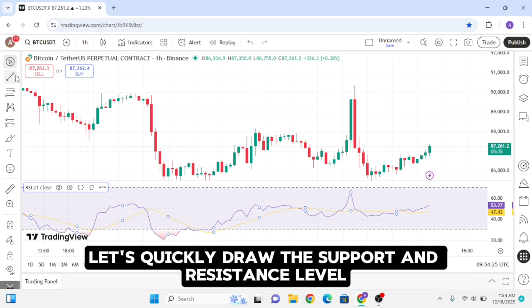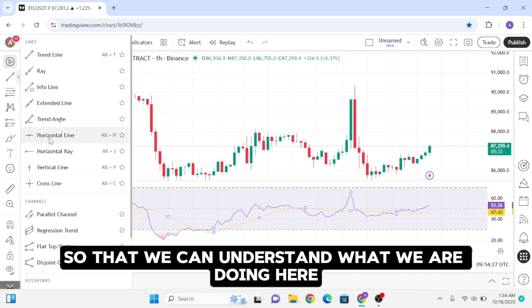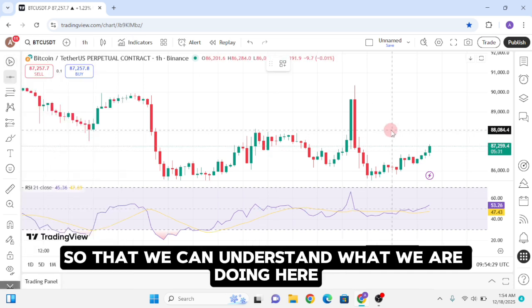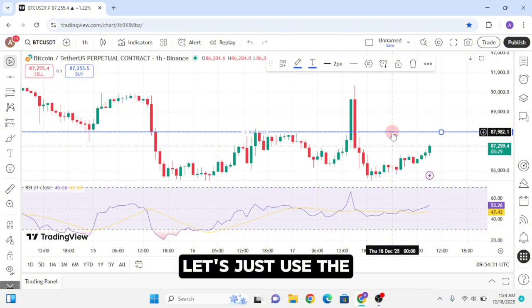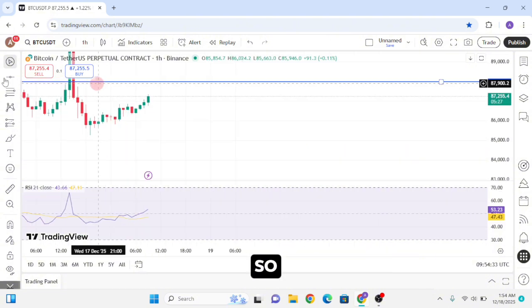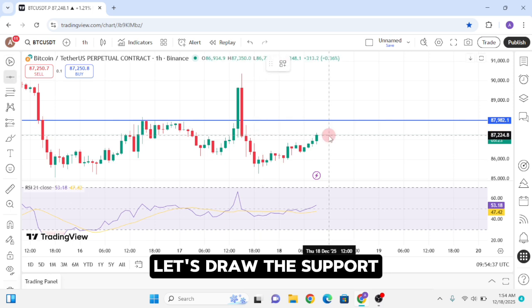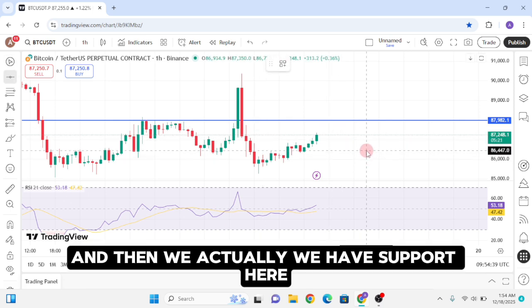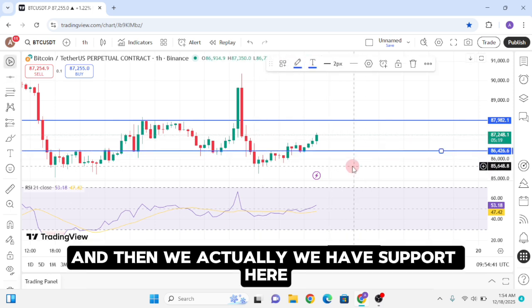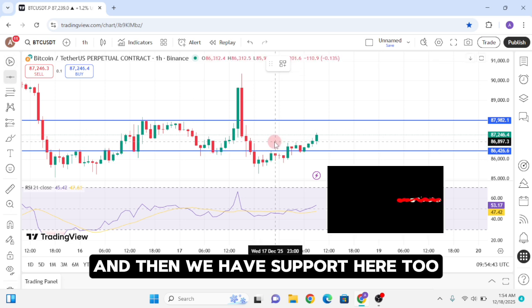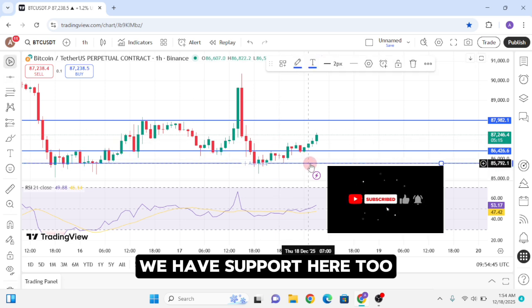Now let's quickly draw the support and resistance levels so that we can understand what we are doing here. So this is, let's choose the major resistance for us. Let's draw the support, and then we have support here, and then we have support here too. We have support here too.